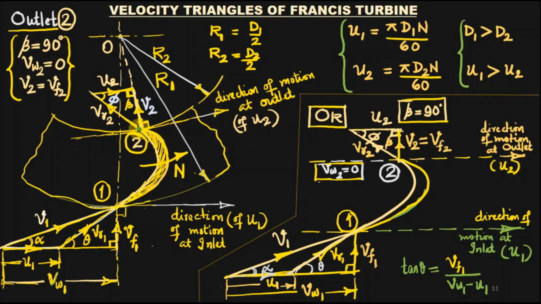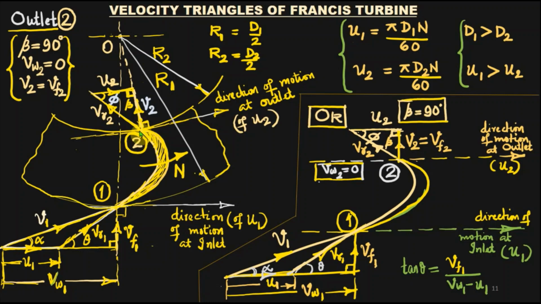The direction of motion is perpendicular to the radius O2. So the tangential velocity of the wheel at outlet is perpendicular to the radius. Perpendicular to the radius you have this velocity vector u2, so let this be the magnitude of u2. We already confirmed that for a Francis turbine usually VW2 will be 0. That means the whirl component of velocity at outlet in the case of a Francis turbine is equal to 0.